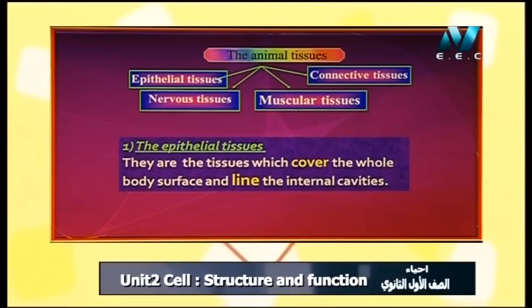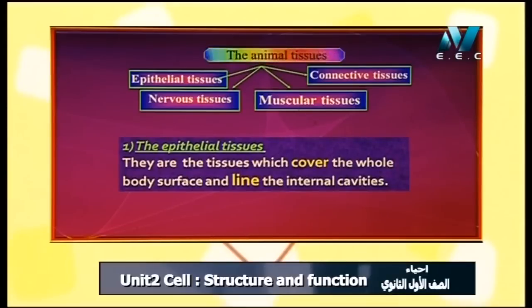Epithelial tissues are the tissues that cover the whole body surface and line the internal cavities. خلينا نفتكر ان الابيثيليال تيشو مهمة لان حسب المكان بتاعها، يعني لما اقول it covers the whole body surface يبقى as a skin، لكن line the internal cavities يبقى هقول as a small intestine.